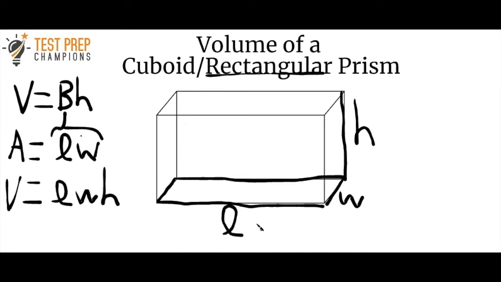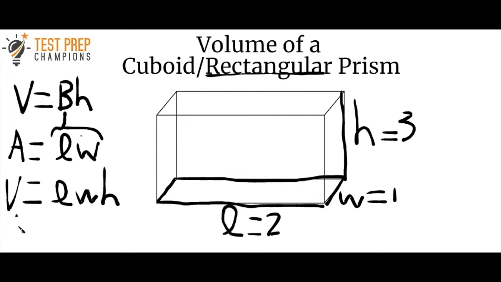Let me put some numbers to this, and we can try a practice problem here. So let's say the length is 2, the width is 1, and the height is, let's say, 3. On a problem on your test, they would give you units, maybe inches or feet, something like that, but we're not going to concern ourselves with that. Let's just get the basics down for right now. So go ahead and pause the video. Given these values, try to find the rectangular prism volume.